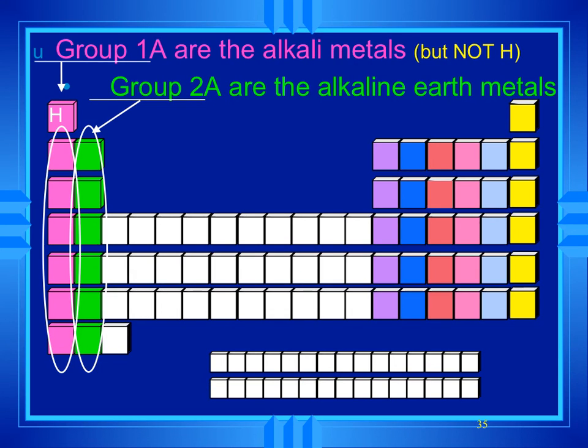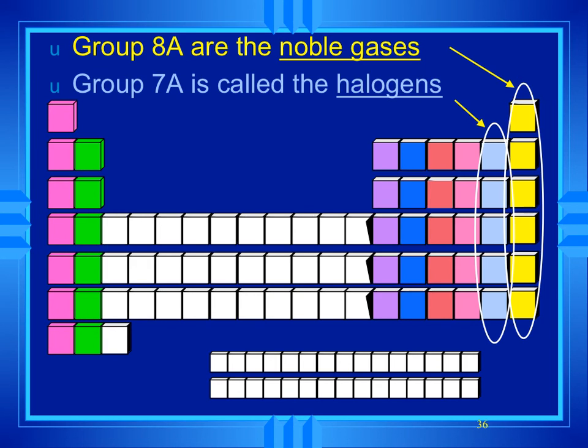So again, a quick refresher: this group right here is called the alkali metals. This group right here is called the alkaline earth metals. The halogens are over here, and then the noble gases are this last column.